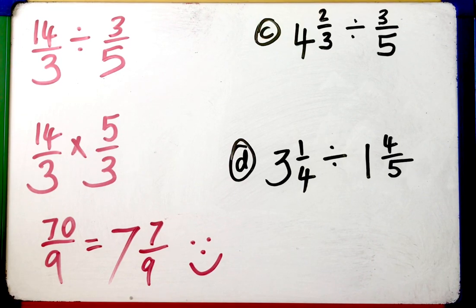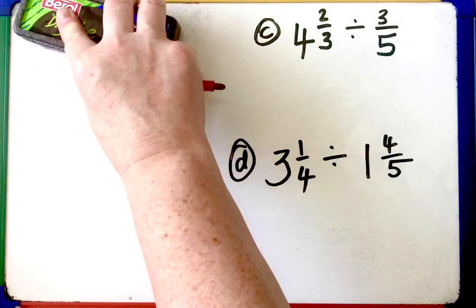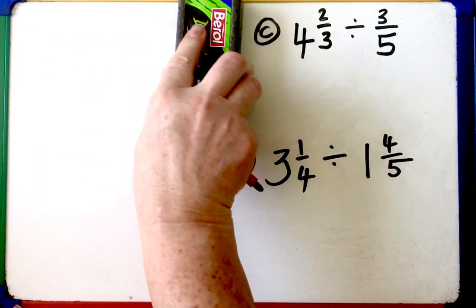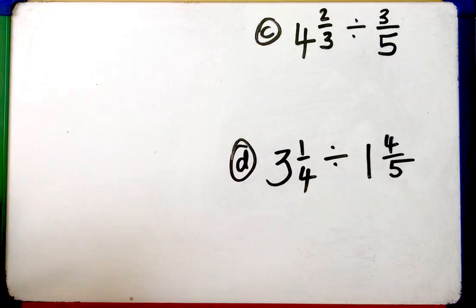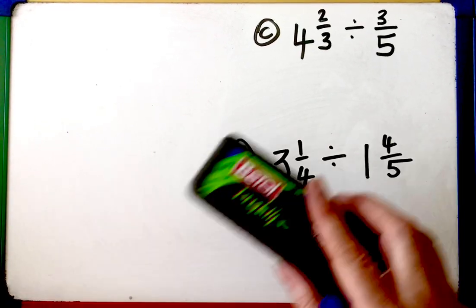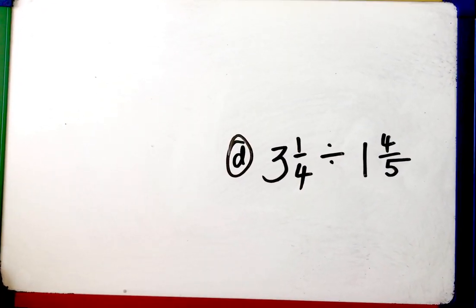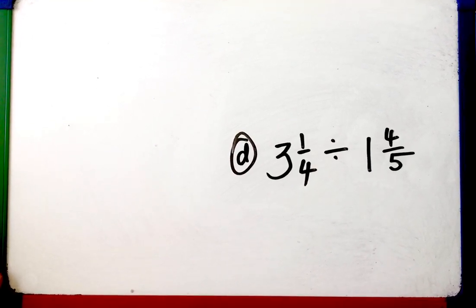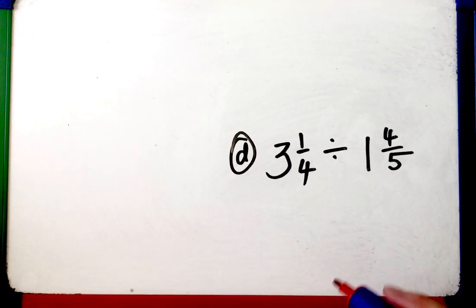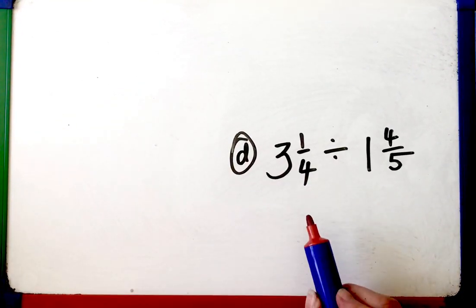If not, if you went wrong at a couple of places, just go back and have another go. Practice makes perfect. Mind you, I'm never perfect, I make lots of mistakes, but make sure as perfect as you can be in maths. Let's have a look at D. So we've got 3 1/4 divided by 1 4/5. Very nasty. Let's change them both to improper fractions.